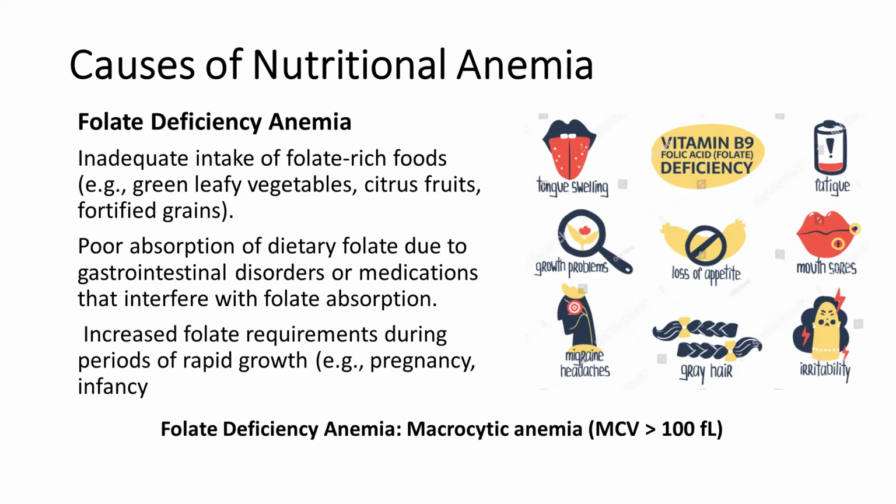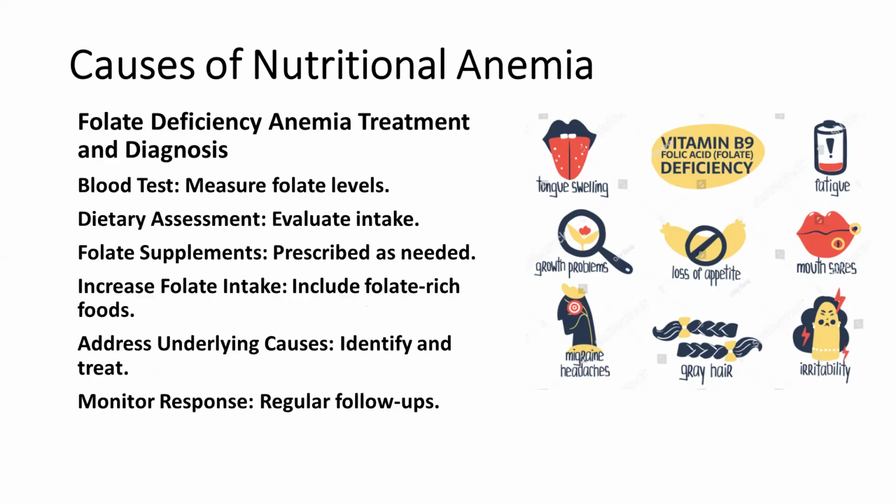So you have to make a differential diagnosis between vitamin B12 and vitamin B9. How will you diagnose it and treat it? Of course, you will go for the folate levels, evaluate the intake, and prescribe as needed. Increase the intake of folate-rich foods and address underlying causes, that includes identify and treat the issues and monitoring the response for follow-ups. If you can see the symptoms and signs that are present on the right side, that is swelling of the tongue and loss of appetite, gray hairing, that is the hair turns gray, migraines, and mouth sores.